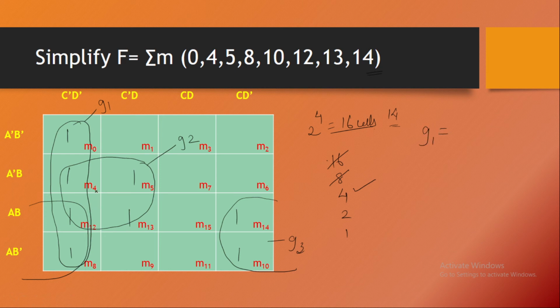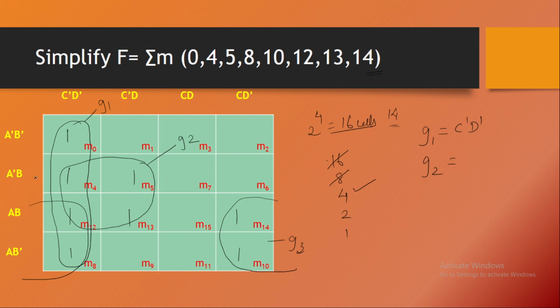So G1 is these 4 cells. If you add all the rows, that gives you 1. Then into the column C dash D dash. So that is 1 into C dash D dash, which gives me C dash D dash. Now taking G2. Group 2 is M4, M5, M12 and M13.